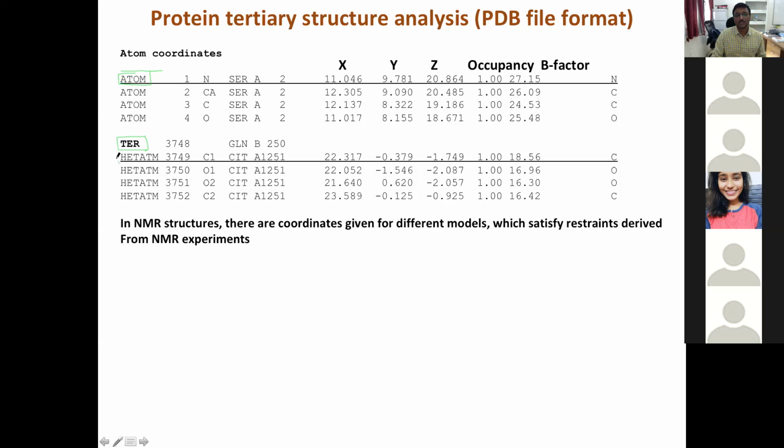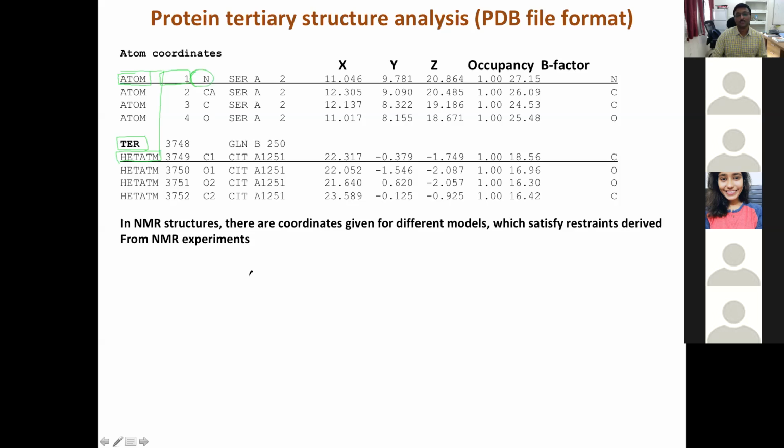For the heteroatom, the record name is HETATM. This is a 6-letter code, so the first 6 positions get occupied for the information of every single atom. Then you have another 6 positions dedicated to a simple increment of the count, 1, 2, 3, 4, which has no meaning whatsoever. Then you have the atom type.